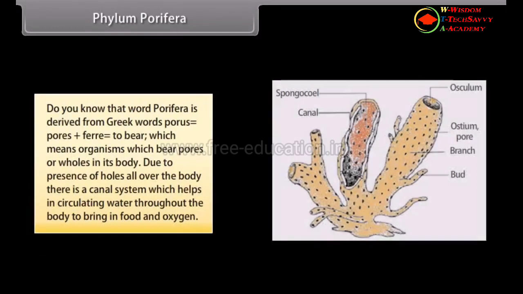Phylum Porifera. Do you know that the word Porifera is derived from Greek words porous, which is pores, plus fere, to bear, which means organisms which bear pores or holes in their body. Due to the presence of holes all over the body, there is a canal system which helps in circulating water throughout the body to bring in food and oxygen.